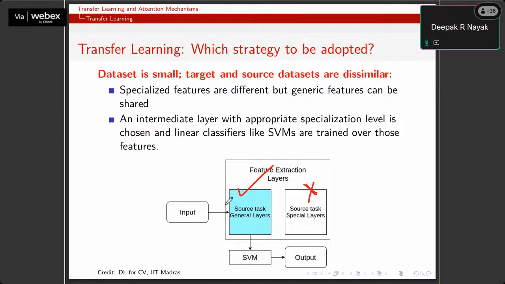So what we can do in this case is, because we know that the generic features are the same, we insert the images into the pre-trained model. We pass these images through the generic layers of a pre-trained model like ResNet or AlexNet, collect the features and store them in a feature vector. Then we process those feature vectors with the help of a support vector machine or any kind of classifier like a neural network. This is one of the strategies adopted when the data set is small and the target and source data sets are dissimilar.